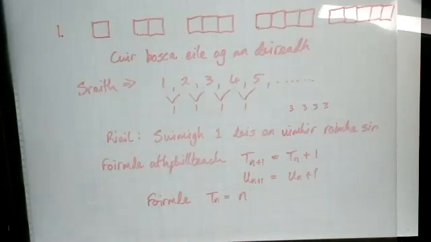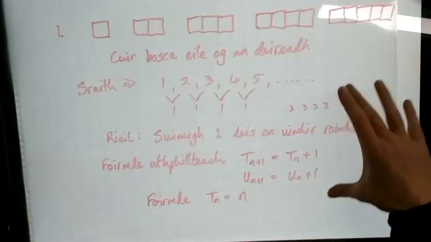Now, part of the tree: write down the sequence of the number of matches used in each shape and describe this number sequence by a rule and by a recursion formula. Okay, let's look at it again.